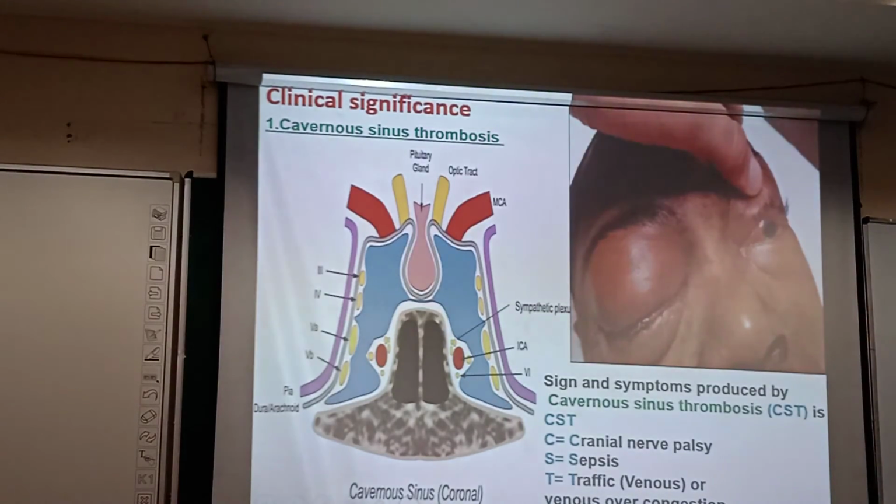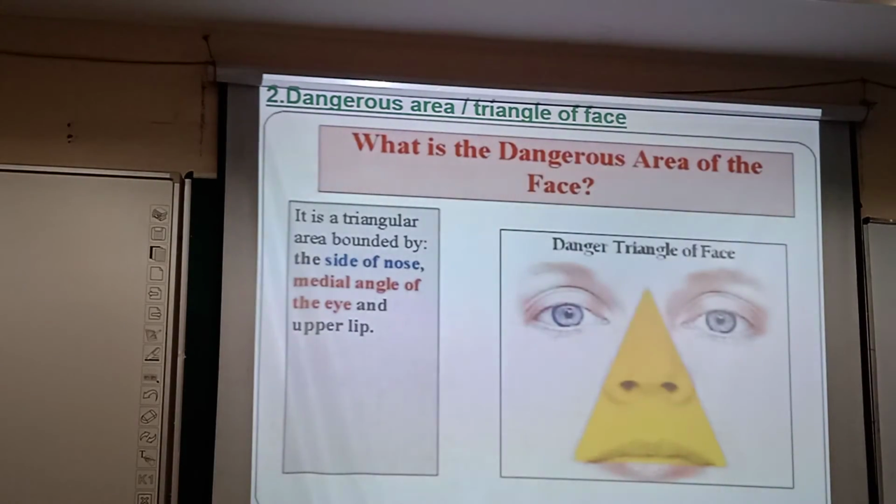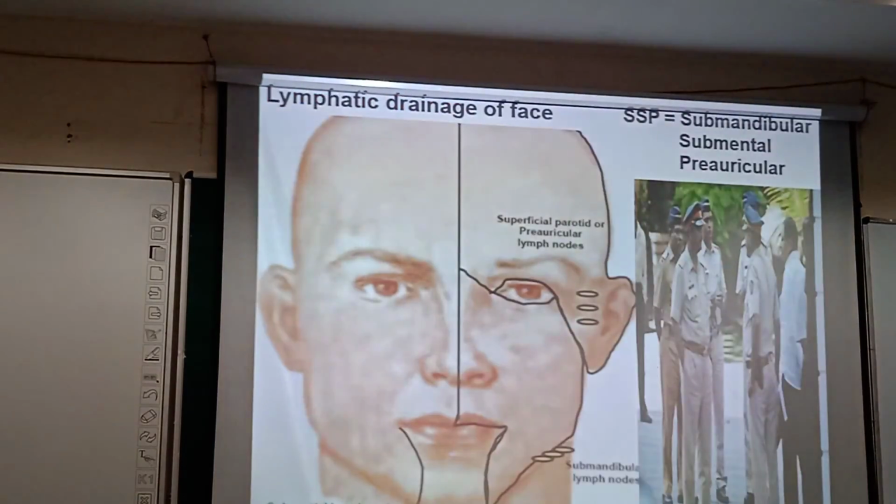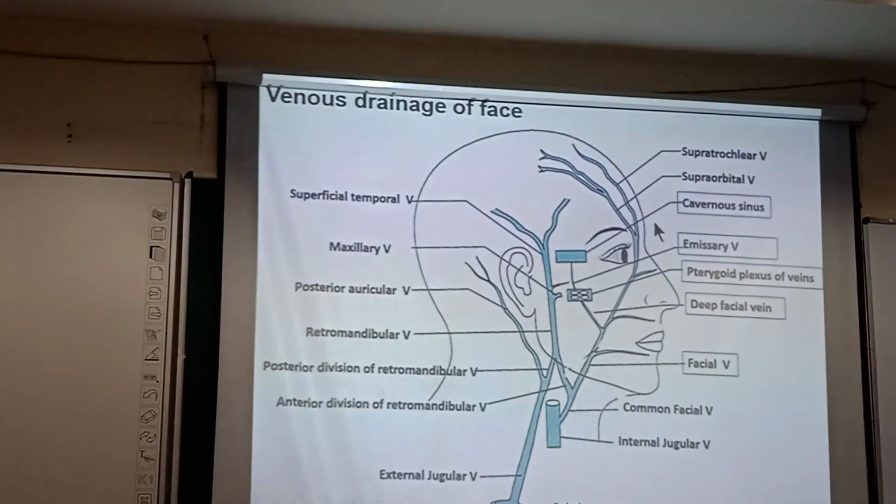Coming to clinical significance. Cavernous sinus thrombosis, very important. First, you should read the dangerous area of face. This is the dangerous area of face or dangerous triangle of face. It starts from the root of nose, going to the corner of lip. Up to this much in the yellow portion is the dangerous area of face. Why? Because the venous drainage of this area is connected to the cavernous sinus.